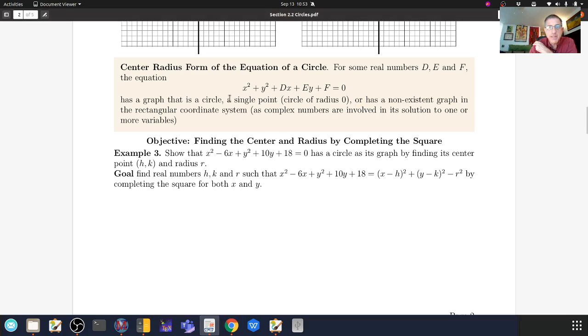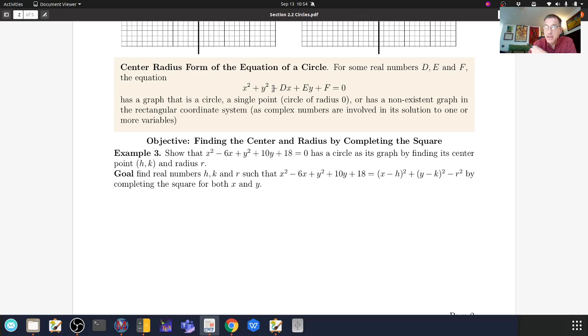So that's what I'm saying right here. This is a general equation right here. We have real numbers D, E, and F. They're always going to be integers. They're not going to be anything difficult like square roots or anything like that, but they could be any real number. And I can just choose some D, and I can just choose some E, and I can just choose some F. And I may or may not get a circle that has a graph in the Cartesian plane.